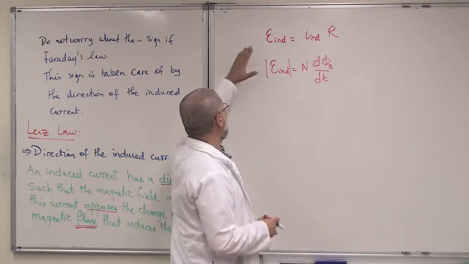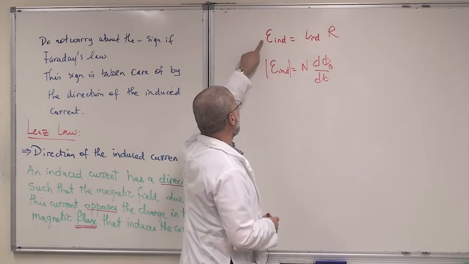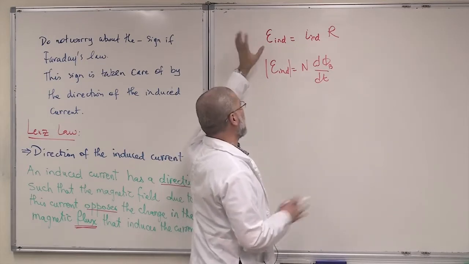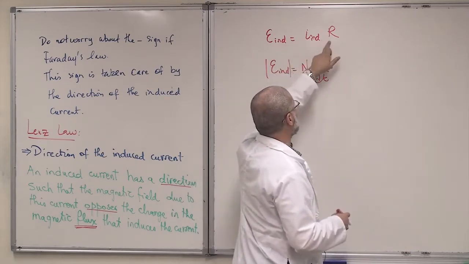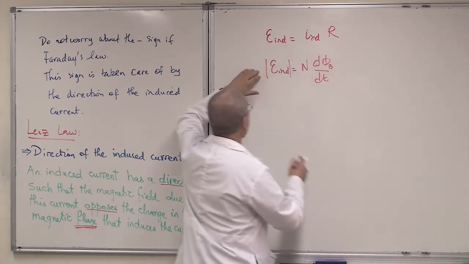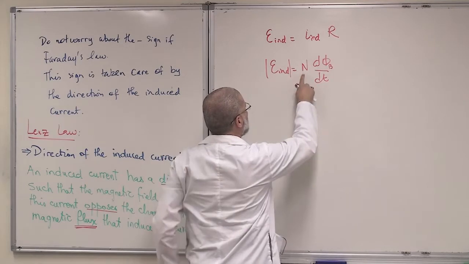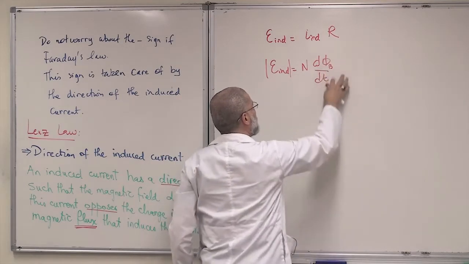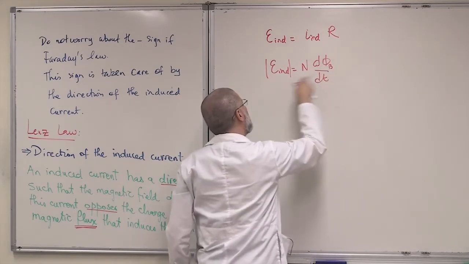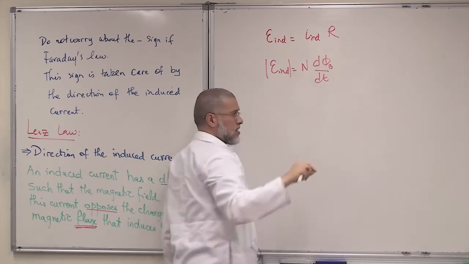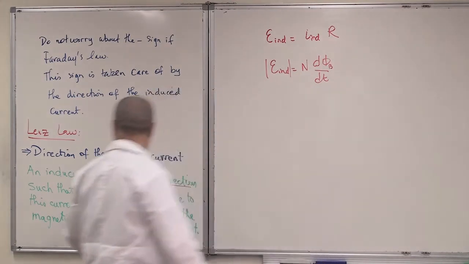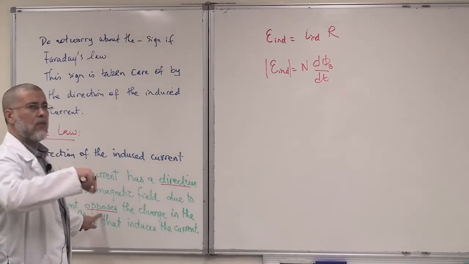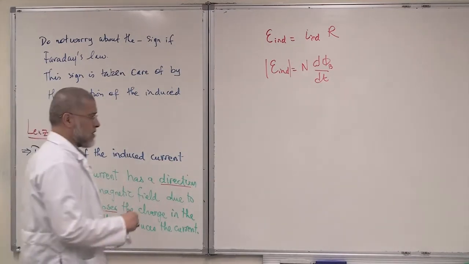Now remember Lenz's law. We have the induced EMF, the induced current, and the resistance. This is Ohm's law. And in Faraday's law, the magnitude of the induced EMF is N d phi over dt, so there will be a change in flux. And there was a minus sign here. That minus sign that we had before is due to the fact that it opposes. The minus sign means it opposes the change in the flux.